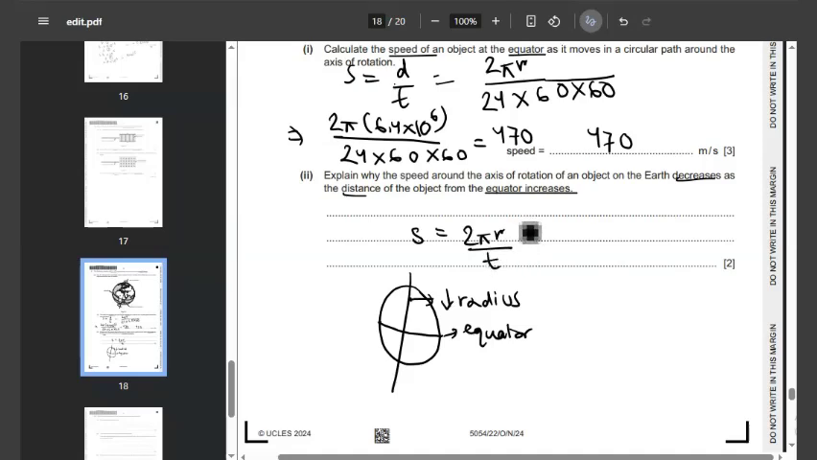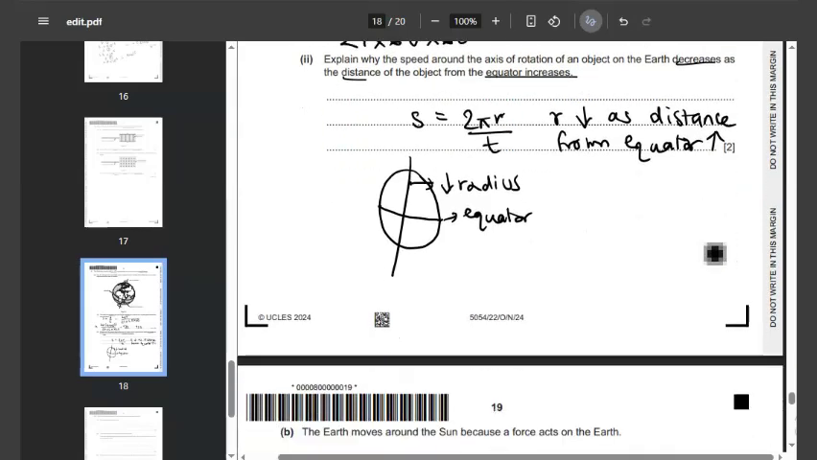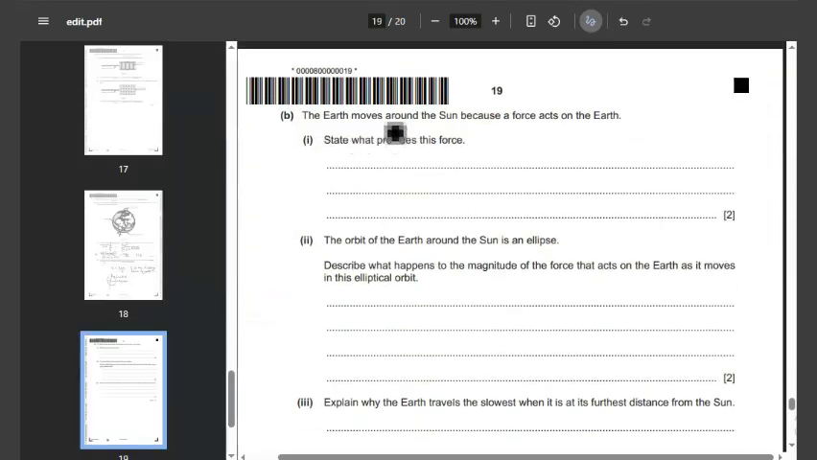As you move away from the equator, the radius of the object from the axis will keep on decreasing. And that is why the speed will decrease, because the speed is dependent on the radius. So 2πr divided by t is the speed, and as the radius decreases, the speed will also decrease. So the radius decreases as distance from the equator increases. And that is the answer.